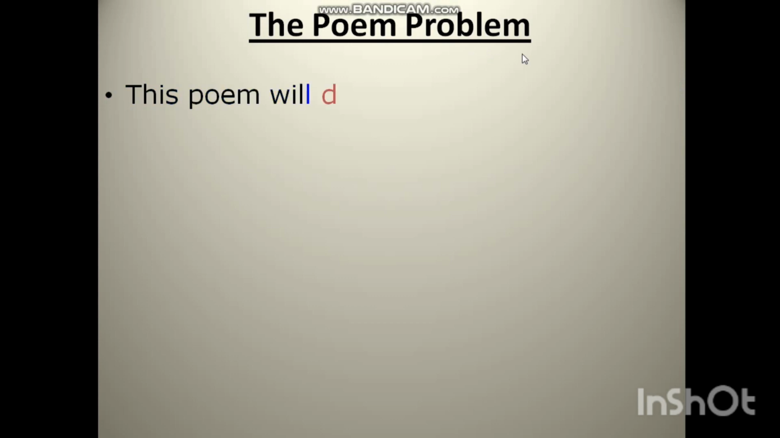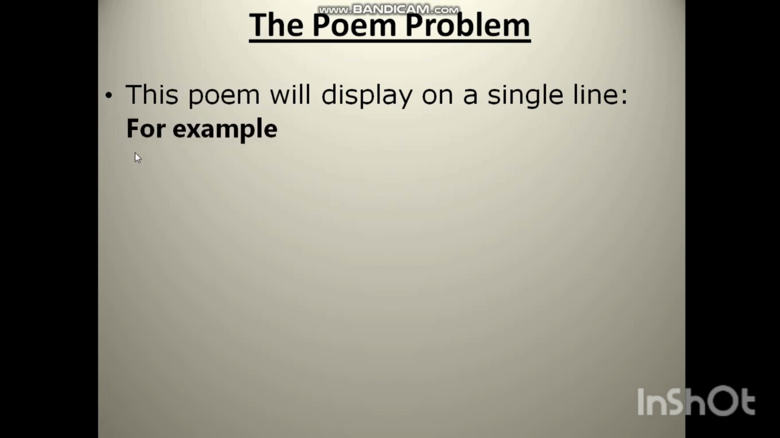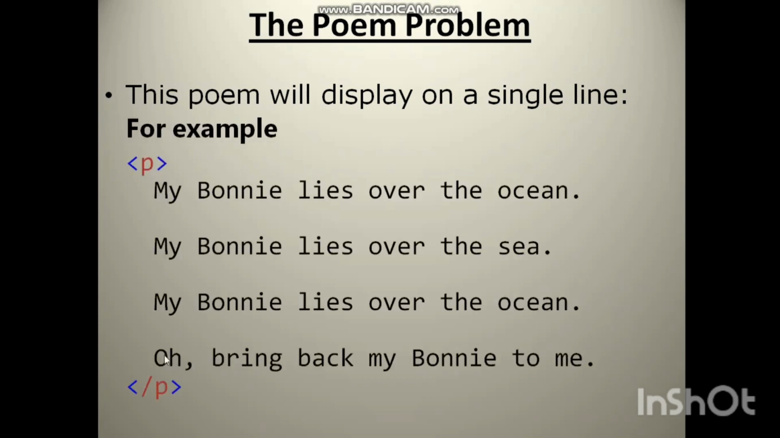The poem problem. Here is a poem problem. This poem will display on a single line. For example, here is a paragraph. My bonny lies over the ocean. This is the poem. My bonny lies over the sea. My bonny lies over the ocean. Oh, bring back my bonny to me. I am not very good at singing poems, so I will directly read it. Okay.